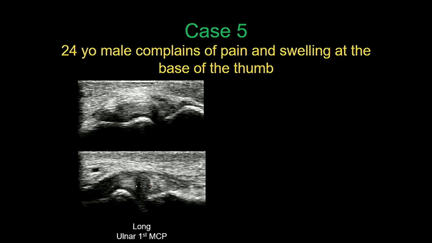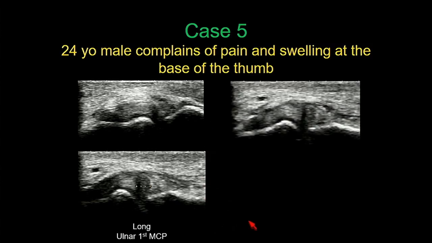Okay, we're going to move on to the 5th case, which is our last case. This is a 24-year-old male who complains of pain and swelling at the base of the thumb. So these are both longitudinal images at the ulnar aspect of the first MCP joint. And I'm just going to show you here as well a video loop.